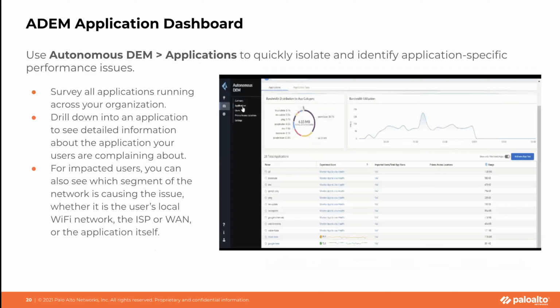Another dashboard in ADEM is Application. The Application dashboard shows application usage and experience score across the network. The usage data is based on real user traffic that is traversing through Prisma Access. You can click on any of those applications, for example Dropbox or any other application you have, and it will take you to the application dashboard. You can also configure tests, some system tests and custom tests, for applications which you want to monitor.